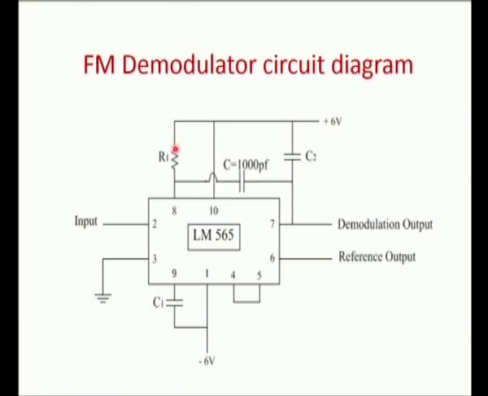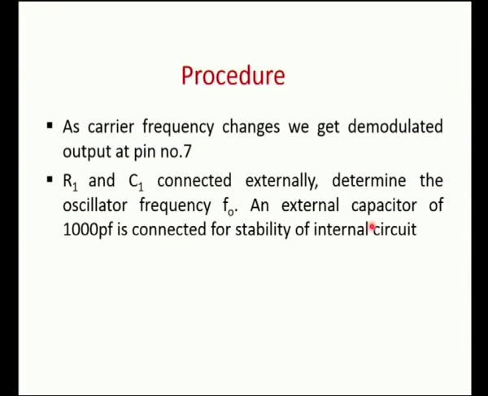Initially, the loop is locked onto the carrier frequency. As carrier frequency changes, we get a demodulated output at pin number 7. The resistor R1 and C1 connected externally determine the oscillator frequency F naught. How they determine, we have already seen in the design equation, and the external capacitor of 1000 picofarads is connected for the stability of the internal circuit. So, these are the procedures.